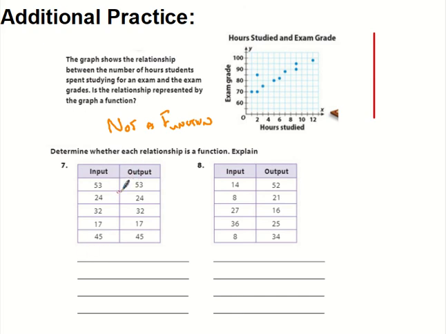Okay, so number seven, let's see here. We don't have any repeats, right? There's no input that repeats itself. So this is a function. Yes, it is a function. Every input has its own output. So this would be a function. For this one right here, I'm going to look at any repeats. I have 8s. So I'm going to look, are the outputs the same? Well, 21 and 34 are not the same numbers, so not a function.